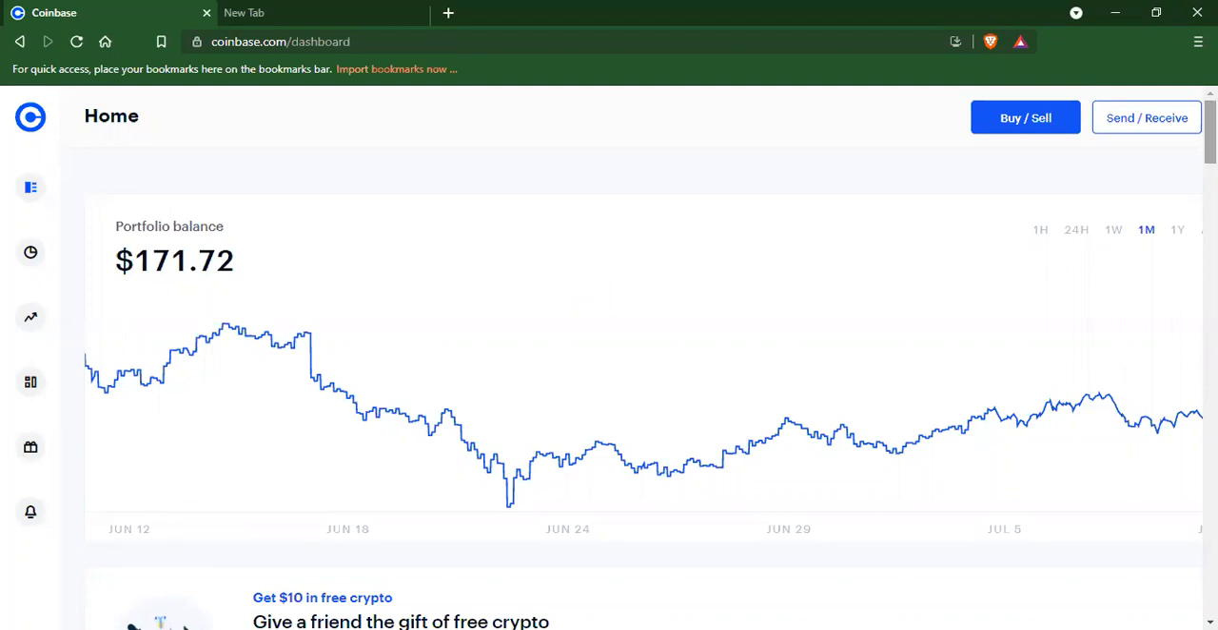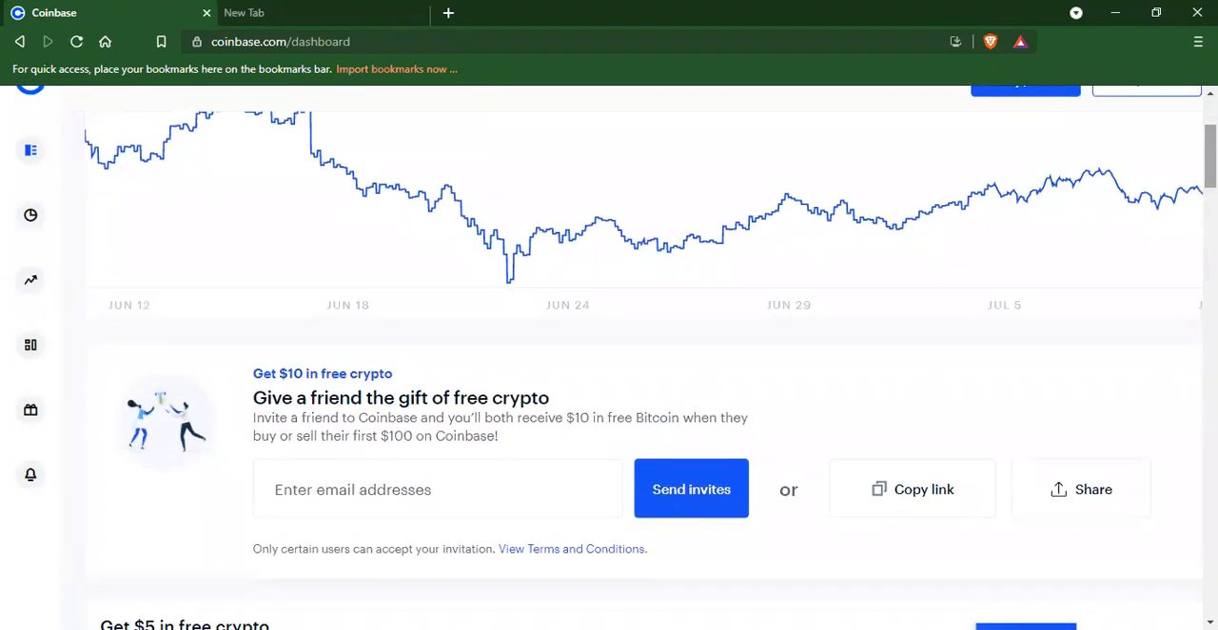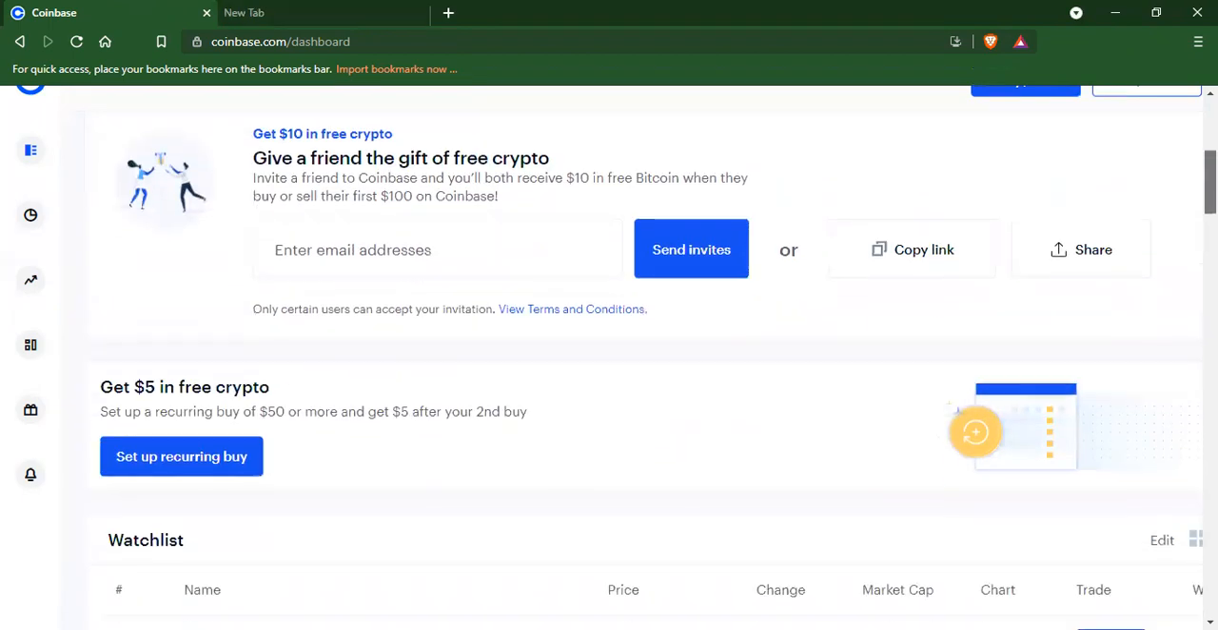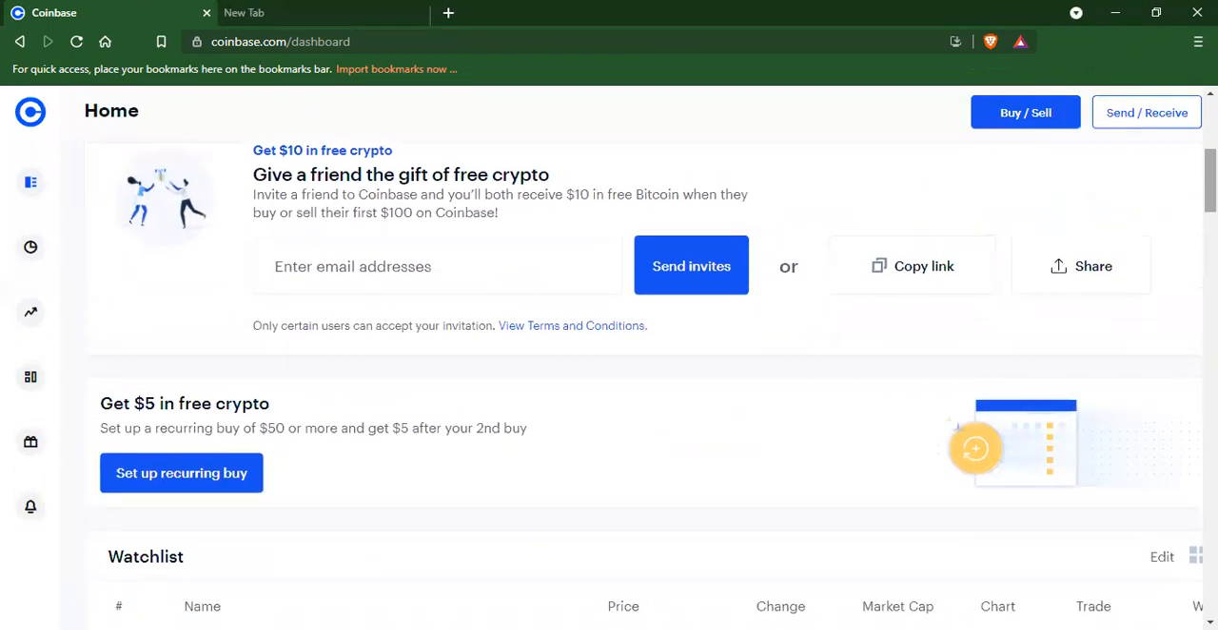So when you've created an account, you're going to go through KYC and all of that, so make sure to get that done. And then the first step is you have to share your link. Get $10 free in crypto. Give a friend free crypto. So if a friend joins using your link, you and the other friend are going to get $10 each in BTC. So it's just free money with no strings attached.